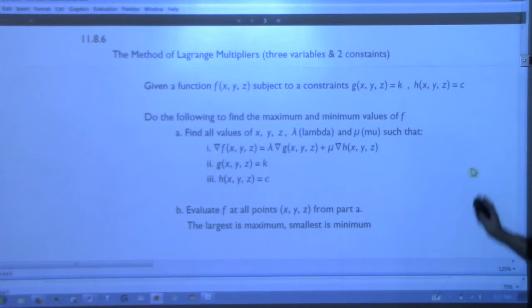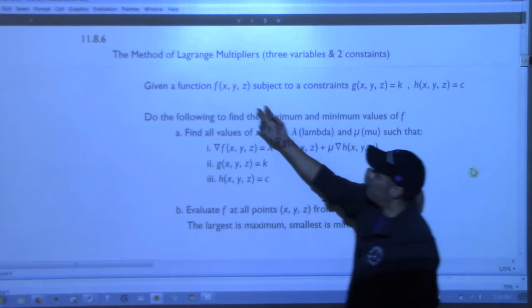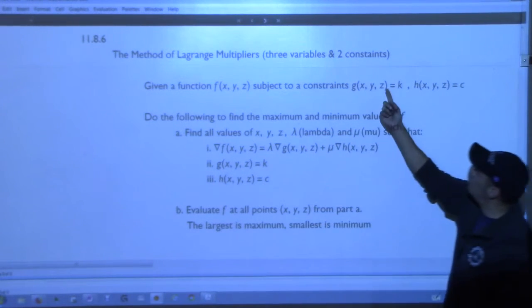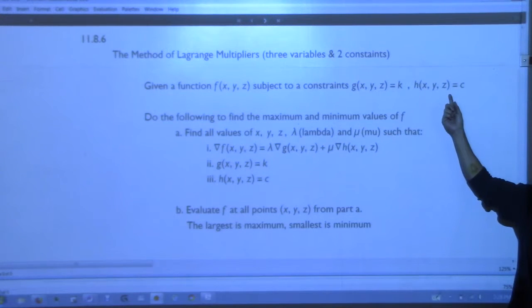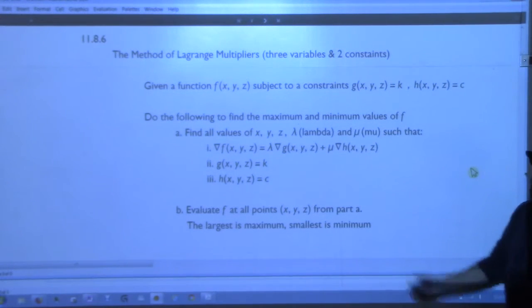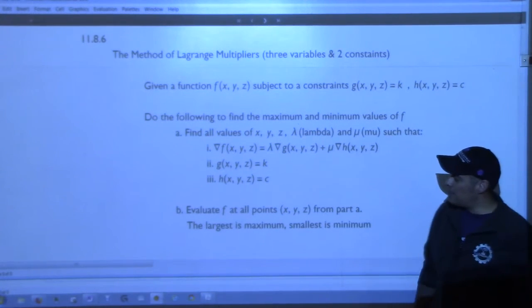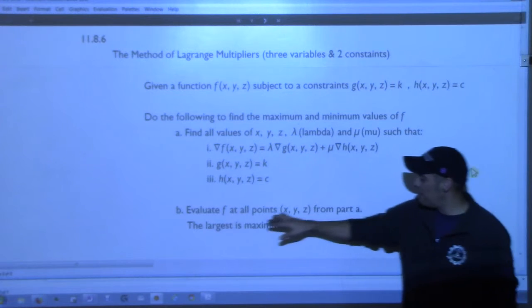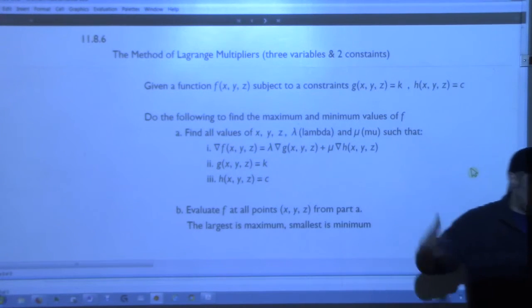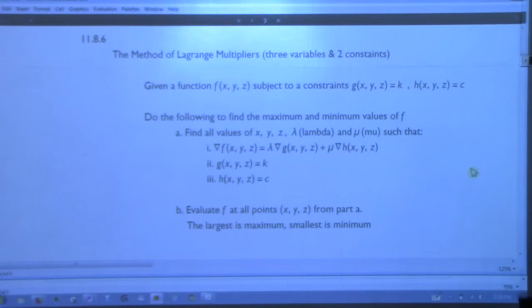But then you can have a function of 3 variables subject to 2 constraints. And if you have that, then you have to throw in this new thing. We'll do this later, but the algebra gets crazier. You have 5 things you have to solve for. So you have 5 equations and 5 unknowns, and all nonlinear equations.